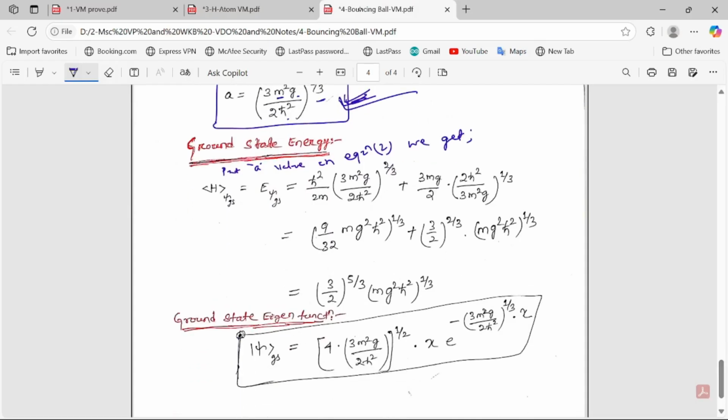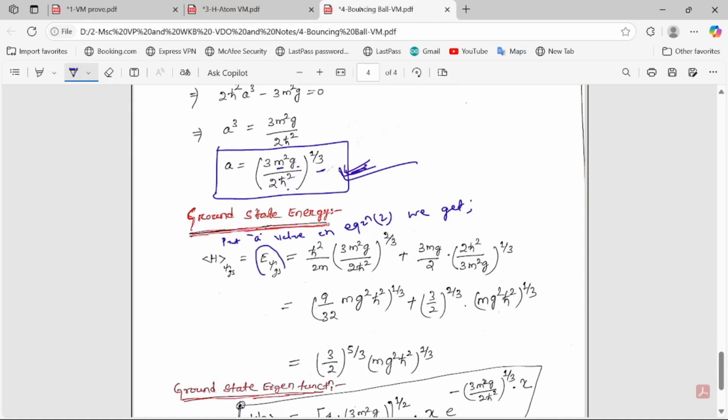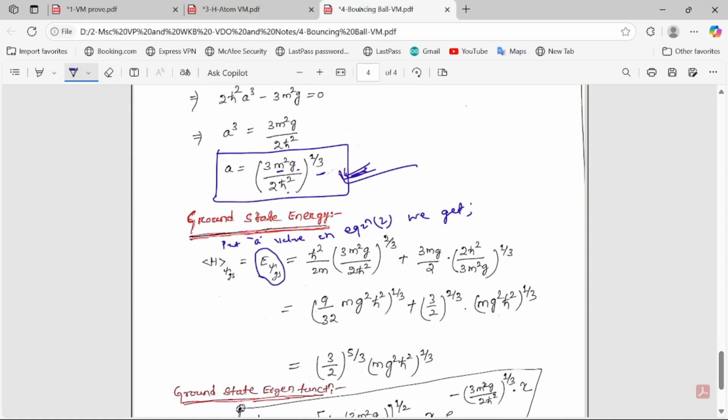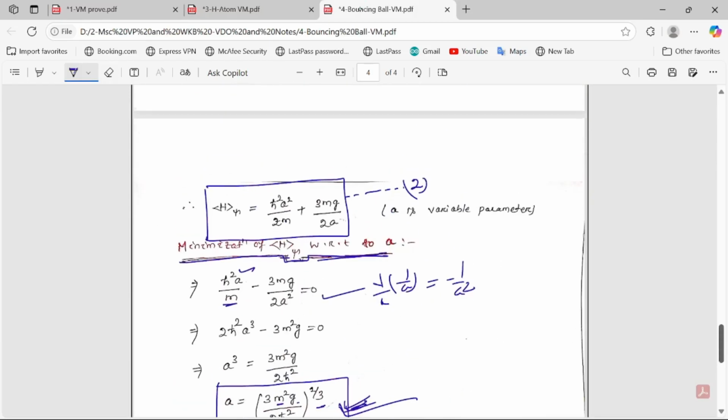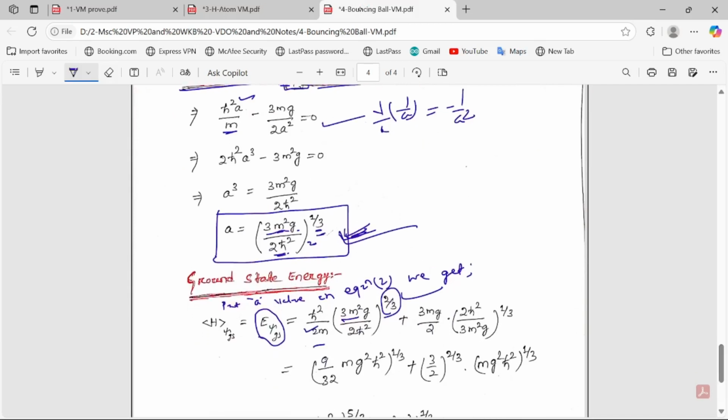So here the expectation value of the ground state energy, or eigenvalue of the ground state, is ħ² by 2m. See, ħ² a square by 2m is there. So ħ² by 2m I first write, then the a value is this much, but here it is a square. That means it will be (3m²g by 2ħ²) to the power 1 by 3, and square means to the power 2 by 3. Got it? To the power 2 by 3.